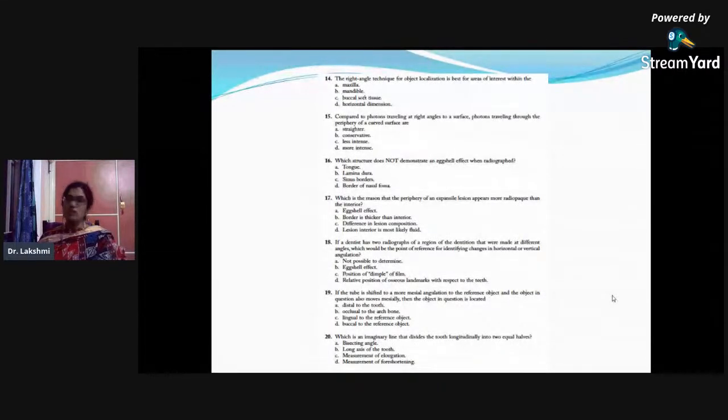That is because of obvious reasons, because of placement within the sulcus and the other things. So 14th option is B. 15th question, compared to photons traveling at right angles to a surface, photons traveling through the periphery of a curved surface are, option is C, less intense.